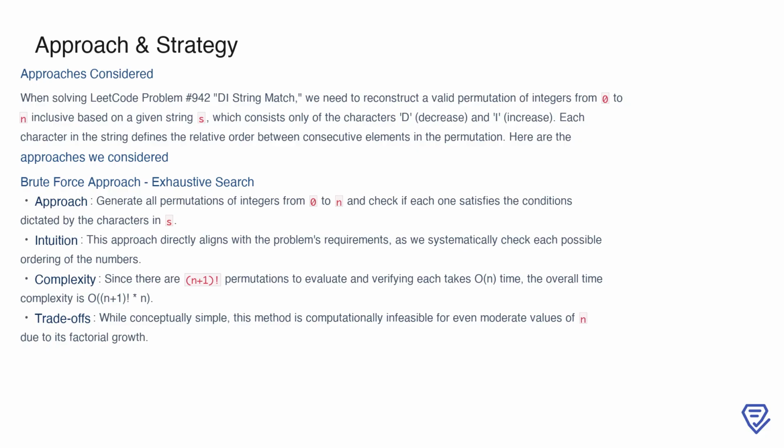One approach to solving this problem is the brute force method, where we generate all possible permutations of numbers from 0 to n and check if each one satisfies the ordering dictated by the string S. While this approach directly aligns with the problem requirements, its computational complexity is extremely high, (n+1)!, due to the factorial growth in the number of permutations. This makes it impractical for larger inputs, as the time required grows exponentially. Although conceptually simple, this method highlights the need for a more efficient solution.